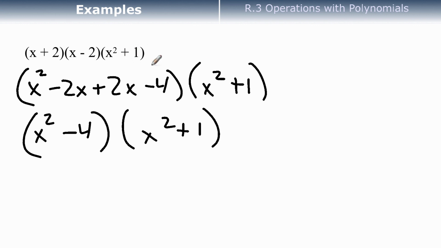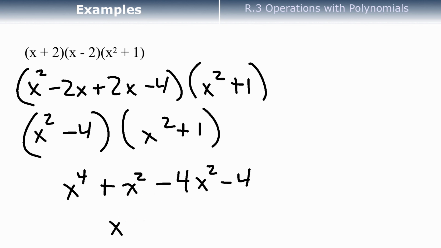But I had to remember that I still have that sitting over there. Now I've got two more binomials that I can multiply together. So x squared times x squared, x to the fourth. X squared times 1 would be a positive x squared. Negative 4 times x squared is negative 4x squared. Lastly, negative 4 times 1 is negative 4. Like terms in the middle, so this would be x to the fourth minus 3x squared minus 4. Okay, so if I multiply that out, this is the product that I get.